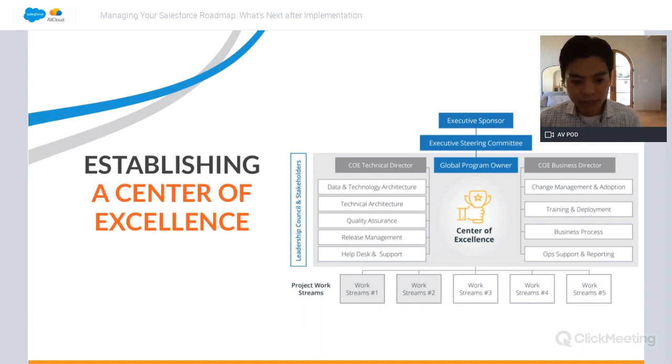I had another question here. How does global program owner and COE business director role differ? And I think the answer is they can be one and the same.